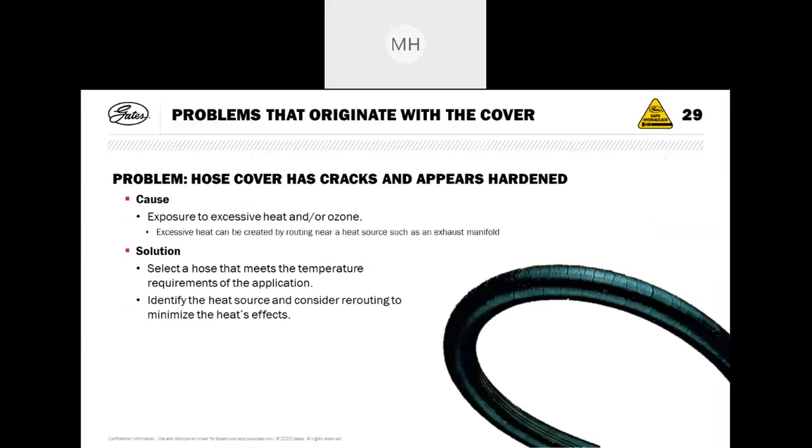Okay, so the next problem is the hose cover has cracks and appears to be hardened. Possible causes are exposure to excessive heat and/or ozone. Excessive heat can be created by routing too near heat sources such as exhaust manifolds. So the solutions around that would be to select a hose with the temperature requirements for the application, identify the heat sources, and consider rerouting to minimise the heat's effect.